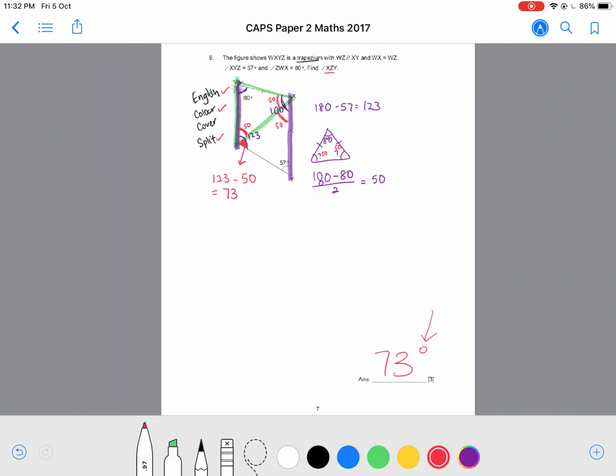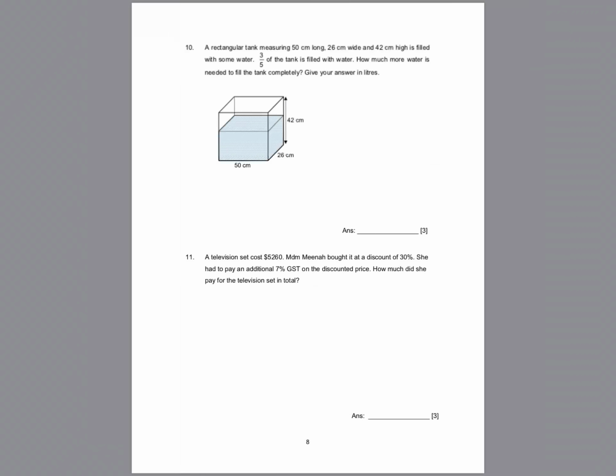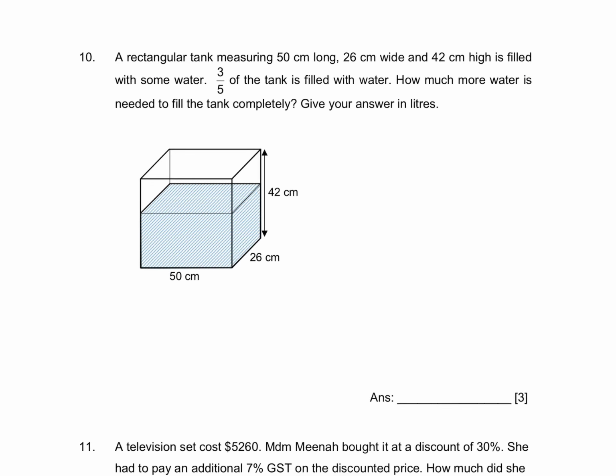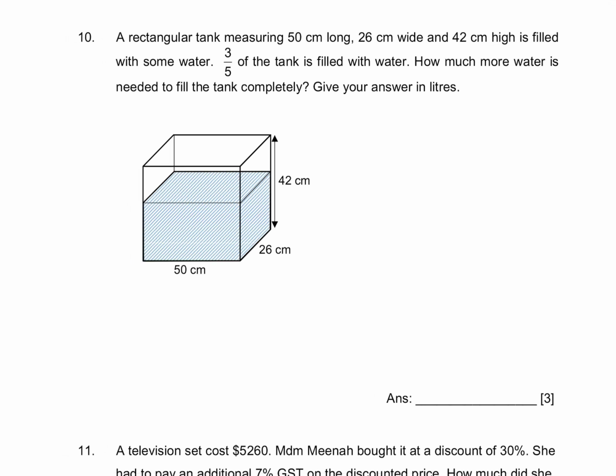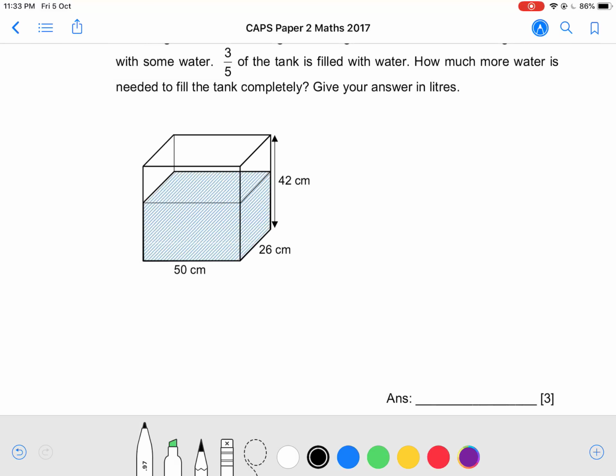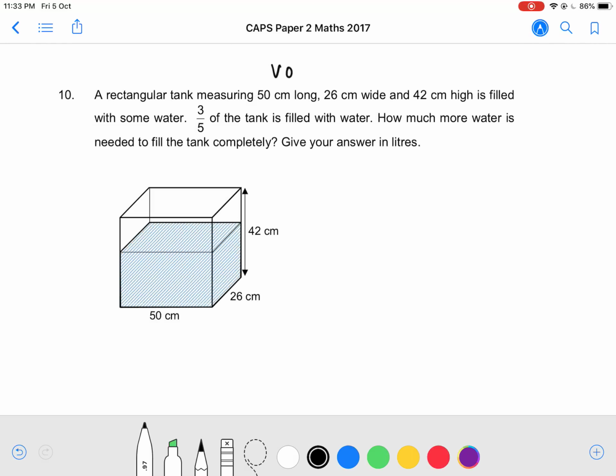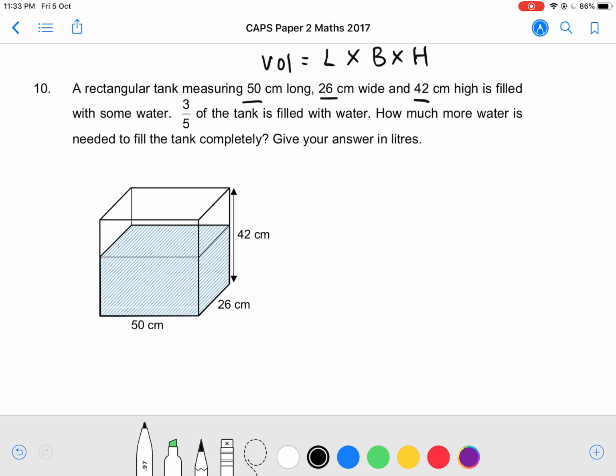Question number 10. A question on volume, and you have got a tank that is measuring like that. Okay, so if you could recall, volume is equals to length times breadth times height. So you have your length, breadth, and your height is filled with some water. In fact, it is only filled up to 3/5. Alright, so let's find out the capacity first, shall we?